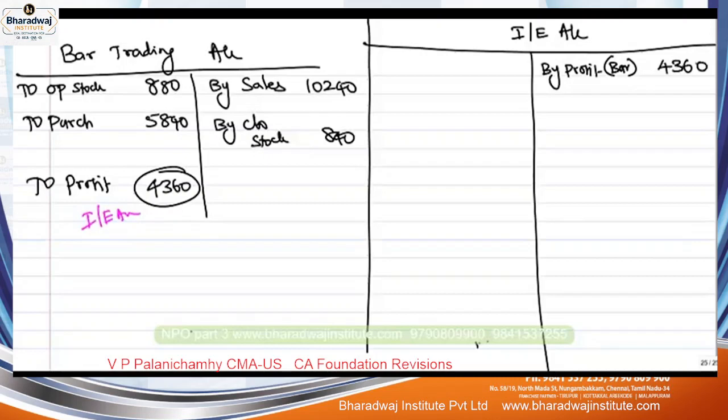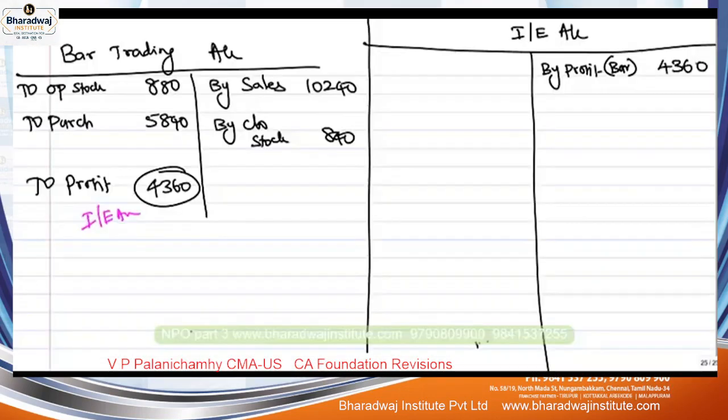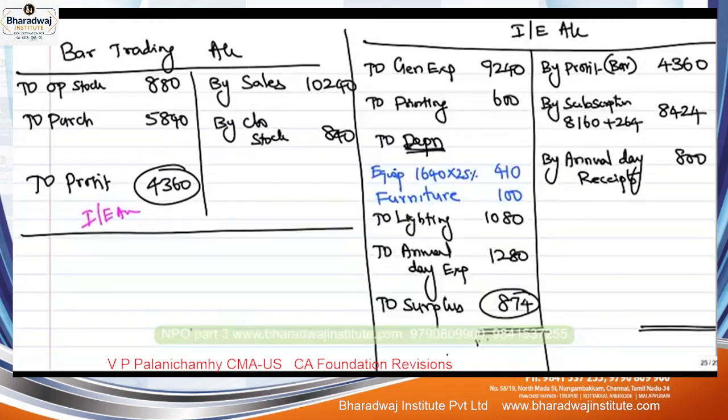Gross profit portal, okay, profit portal, okay. So prepare income and expenditure account and tell me the surplus part. Wait பண்ணுங்க. Pay attention. What is the profit from bar?